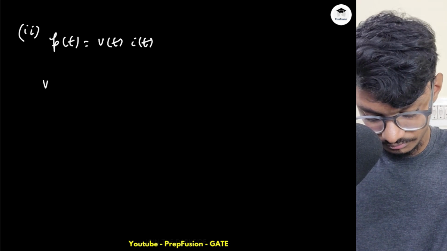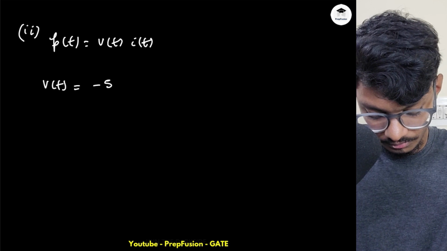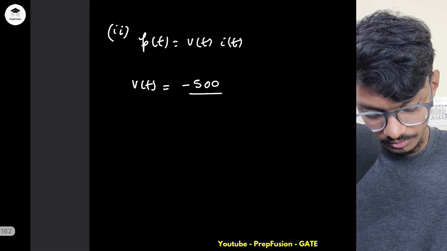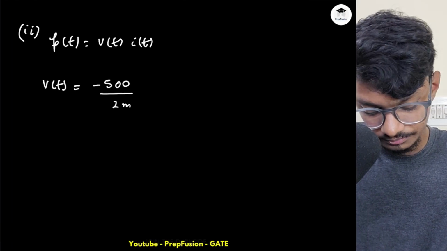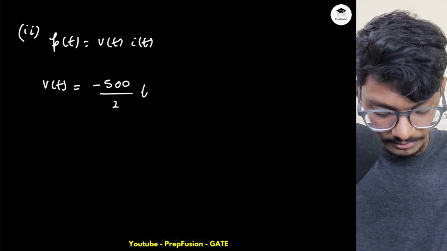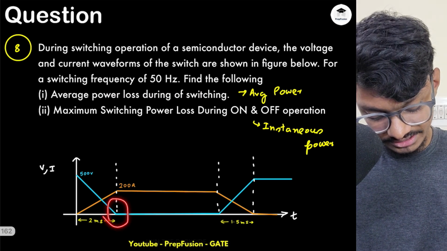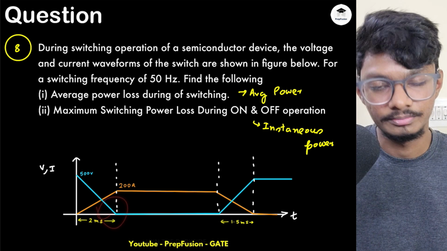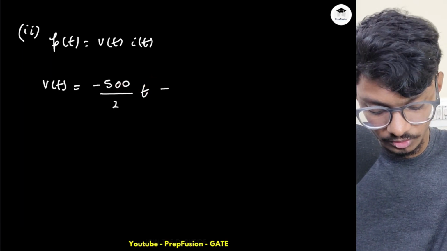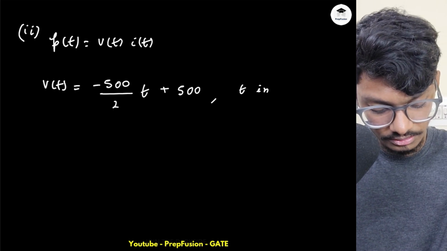V of t: delta V is minus 500, and delta t is 2 milliseconds. Okay, I will write this as 2 into milliseconds, because I will assume that my time is also in milliseconds, so that cancels out. And what is the x-intercept? The x-intercept will be at t equals 2 milliseconds, where my voltage should be 0. So at t equals 2 milliseconds, it is minus 500, so it will be plus 500. And here I will mention t in milliseconds.